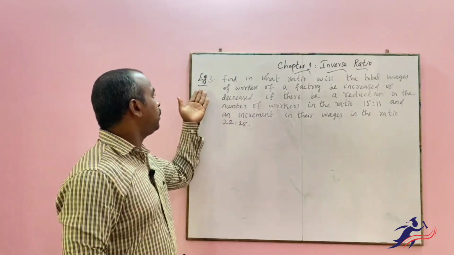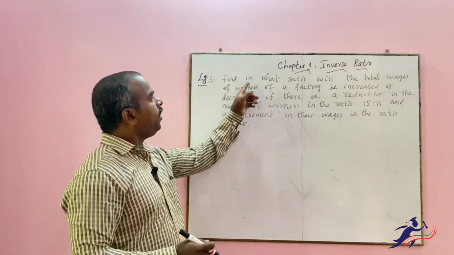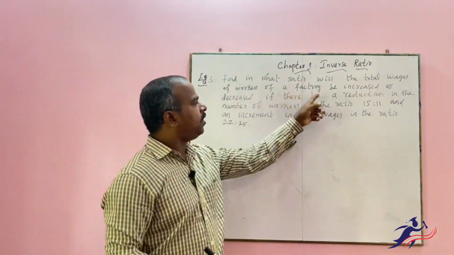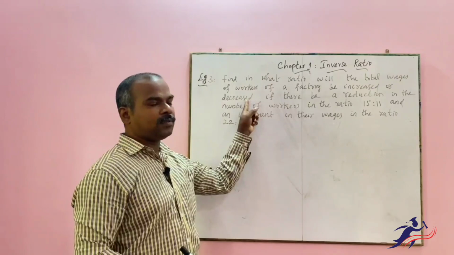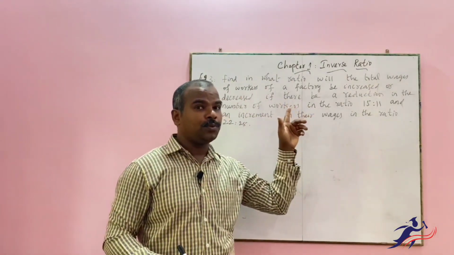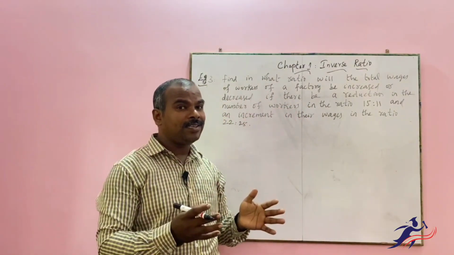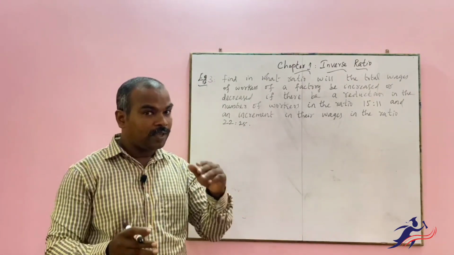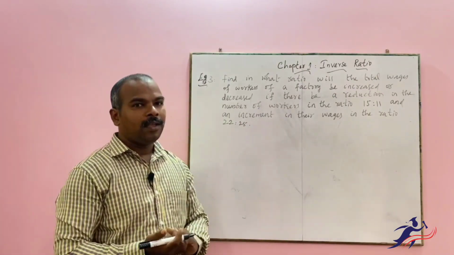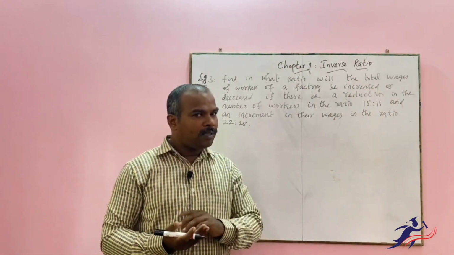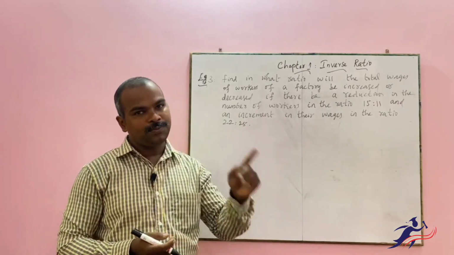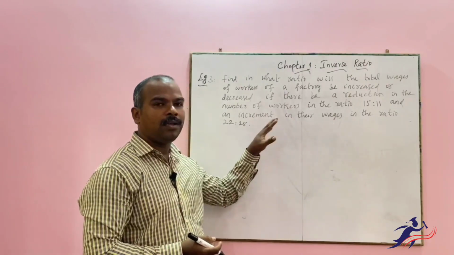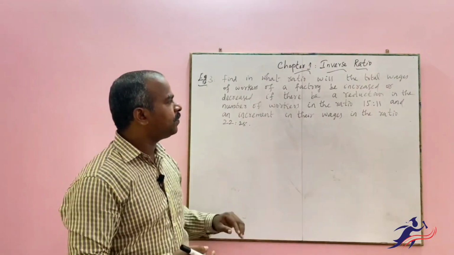Now we can see example number 3. Find in what ratio will the total wages of workers of a factory be increased or decreased. So I already explained to you, if a quantity is increased or decreased in a ratio, we get a new quantity. The new quantity can be found out by the formula B by A into original quantity.